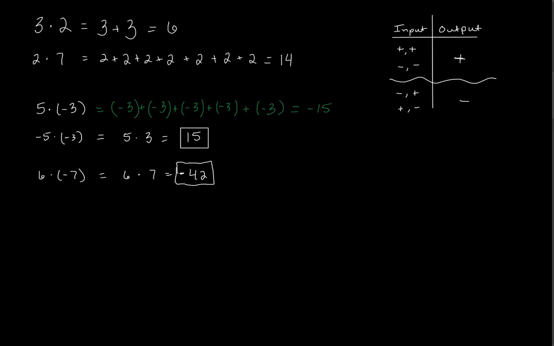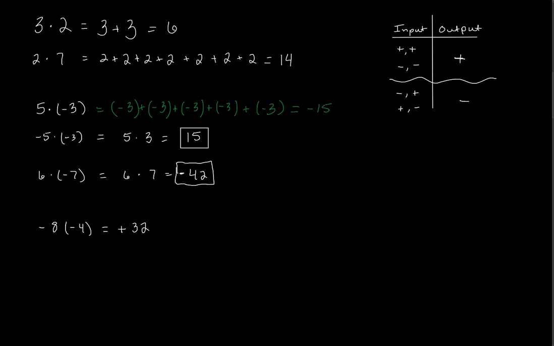Let's try another one. So let's say that you had maybe a negative, let's do -8. And we're going to multiply that by a -4. Well, I'm thinking in my head, I've got 8 times 4, which gives me 32. And then I'm starting with 2 negatives, so that creates a positive.